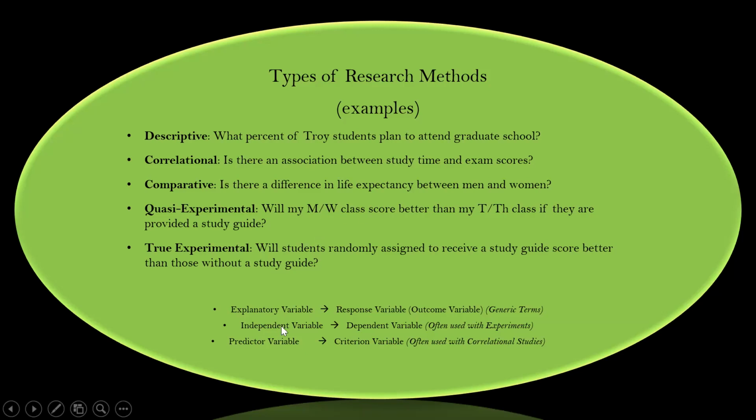So study guide would be the independent variable, yes or no, and dependent variable would be scores. And in this case, same scenario, except I didn't use a quasi experiment, I used a true experiment. So again, study guide, yes or no, would be my independent variable, and how they score on a particular exam would be the dependent variable.